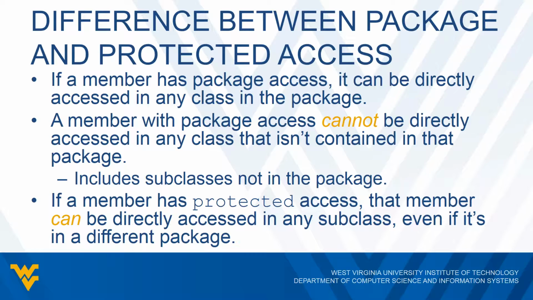Now, what if the member has protected access? Well, that means that member can be directly accessed in any subclass, even if that subclass is contained somewhere else. Okay? So the big difference here is if the member has package access, it can only be directly accessed among classes in that same package. If there is a subclass of one of these classes and it's not part of the package, then we can't directly access this member. Now, if the member has protected access, what we're saying here is that any subclass, whether it's in the package or not, can directly access that member.